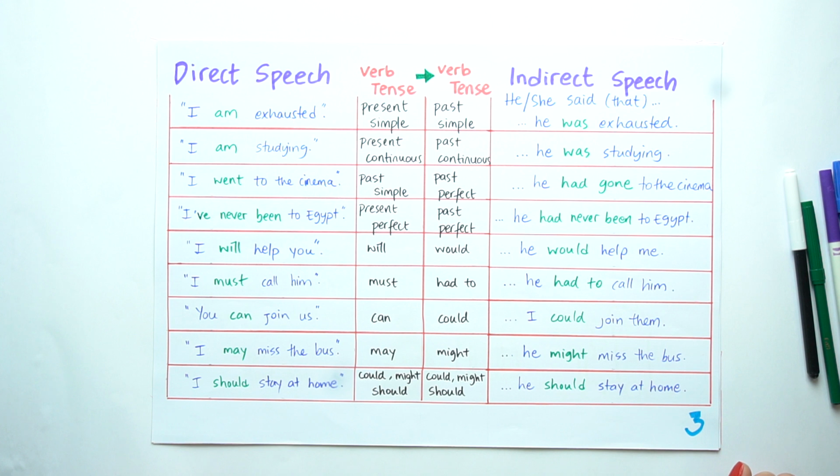And the next one is should. Pay attention to this one. With some tenses or some modals, there is no backshift. Could, might, should, they remain the same. Also past perfect remains the same. It is again past perfect. So our sentence is, "I should stay at home," and "he should stay at home." We only change the pronoun. I hope this is all clear.